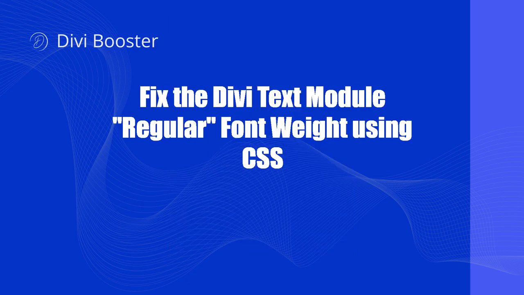Another effective way to address the issue is by using custom CSS to set a default font weight of 400 for text modules. This ensures that when you set the font weight to regular in the text module settings, it will correctly apply the intended weight of 400, making the module behave as expected. Let's explore how to do this step by step.